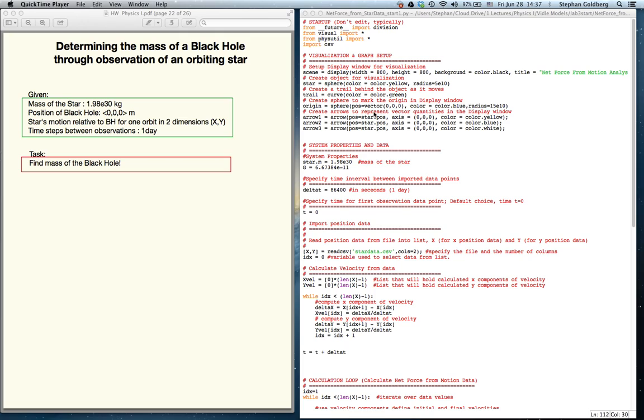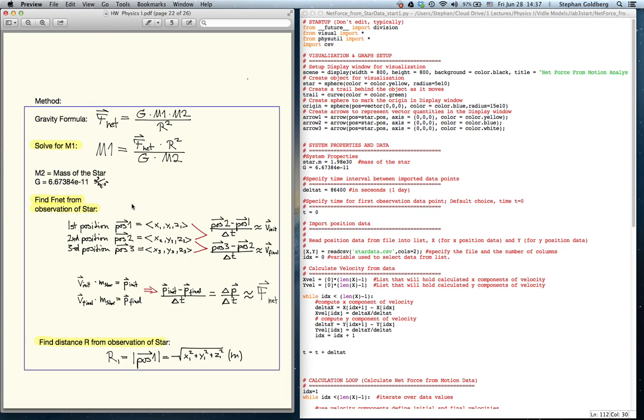The position of the black hole is only visually represented here, and the star's motion around the black hole in one full orbit in 2 dimensions, x and y coordinates, is given in this data file here. The time step between the observations is 1 day, given in seconds right here and labeled delta t. Now, how do we find the mass of the black hole?